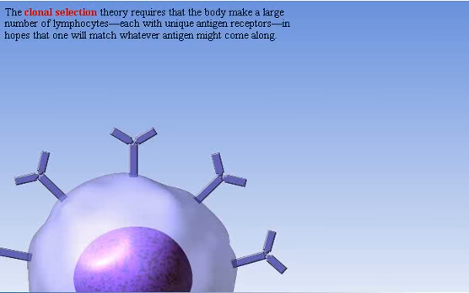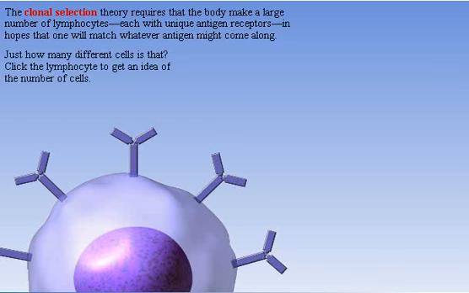The clonal selection theory requires that the body make a large number of lymphocytes, each with unique antigen receptors, in hopes that one will match whatever antigen might come along. Just how many different cells is that? Click the lymphocyte to get an idea of the number of cells.